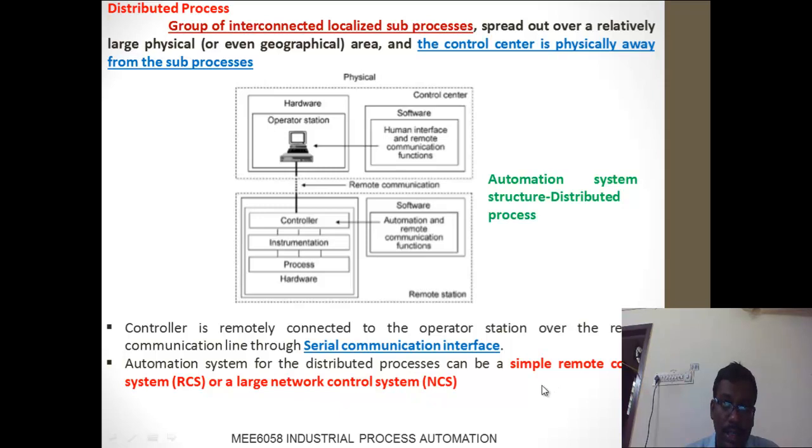If you come to remote control systems, in Tamil Nadu itself, my plant 1 is located in Tambaram, plant 2 in Madurai, plant 3 in Tiruchi, and plant 4 in Coimbatore. Anyway, it's located in different areas within a single state. That is called a simple remote control system. If it's located in different geographical areas or different states within India, that is called a large network control system. A distributed process means a single control center takes care of controlling different processes located in different geographical areas.